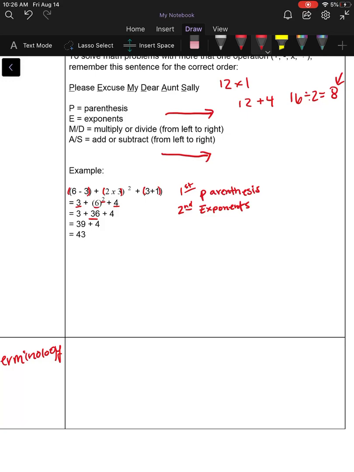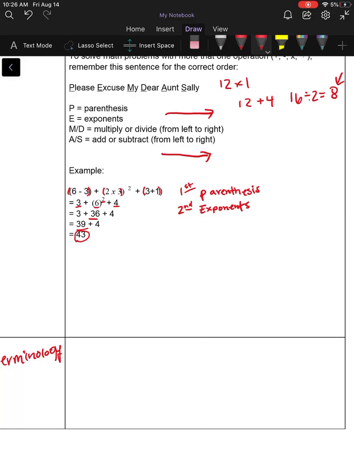Now we have all addition, okay? And we do addition and subtraction from left to right. So we'll add 3 plus 36 first, and we get 39. Then we add 39 plus 4, and we get our final answer of 43.